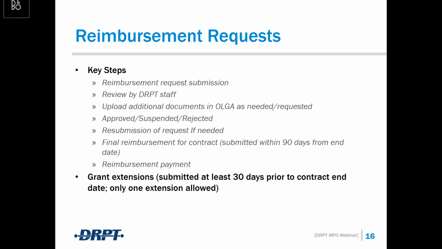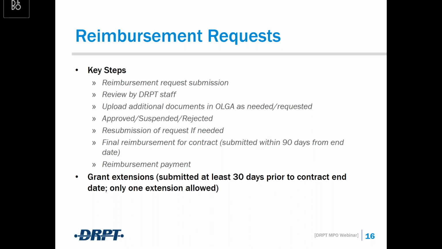So in terms of the reimbursement process, the key steps involved: the grantee submits the reimbursement request in OLGA, as I mentioned earlier. DRPT staff, so your statewide transit planner, will review your reimbursement request. And we might ask you to upload additional documentation if there's a deficiency, or if we have some questions and need some additional supporting documentation. We'll certainly get back to you and ask you to upload those documents. Then DRPT staff will either approve, suspend, or reject your reimbursement request in our system. And if it is rejected, we will likely tell you why and ask you to resubmit so long as you meet the criteria that we lay out.